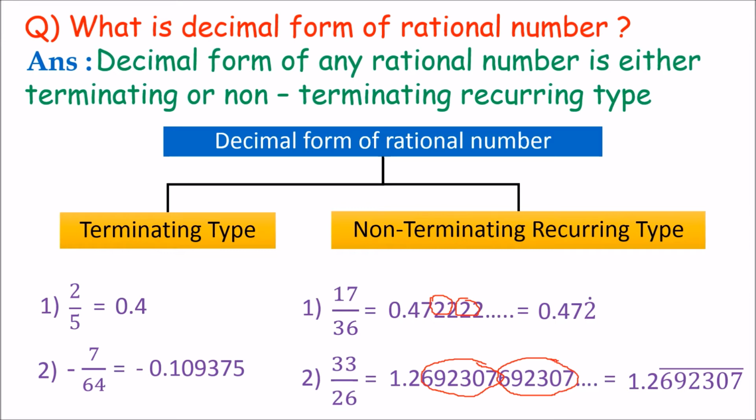It's recurring. Therefore here 1.2, and you can see on the top of the group of digits 692307 there is a bar, a horizontal line. The horizontal line shows that this group of digits repeats again and again. So it is non-terminating recurring type. So the decimal form of a rational number can be terminating type or non-terminating recurring type.